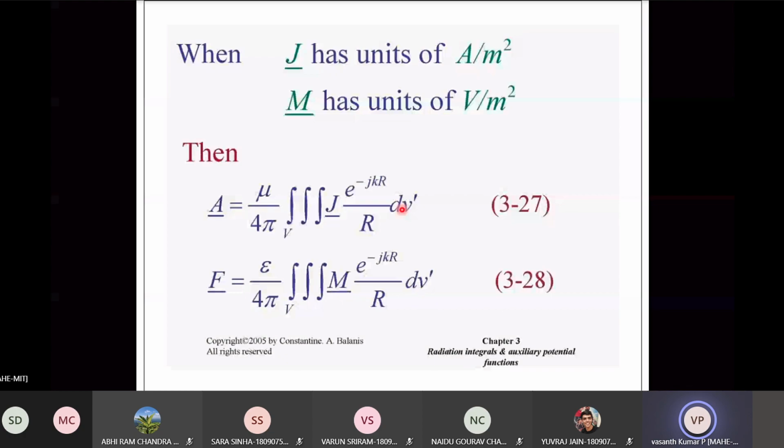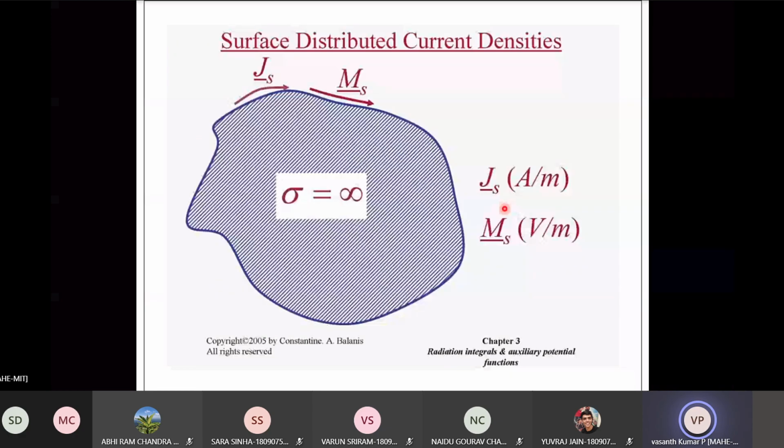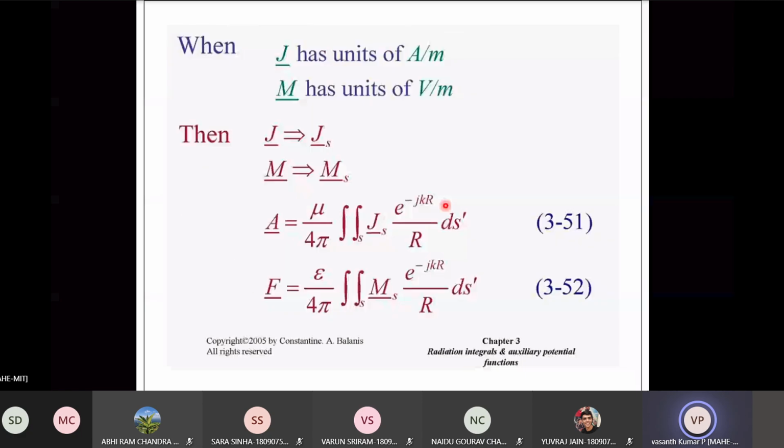So now surface distribution: if you have J_s in amperes per meter and M_s in volts per meter, if you have surface distribution of currents, then the equation gets modified as J_s into ds dash. Ds dash here is the area, okay, area of the current path.